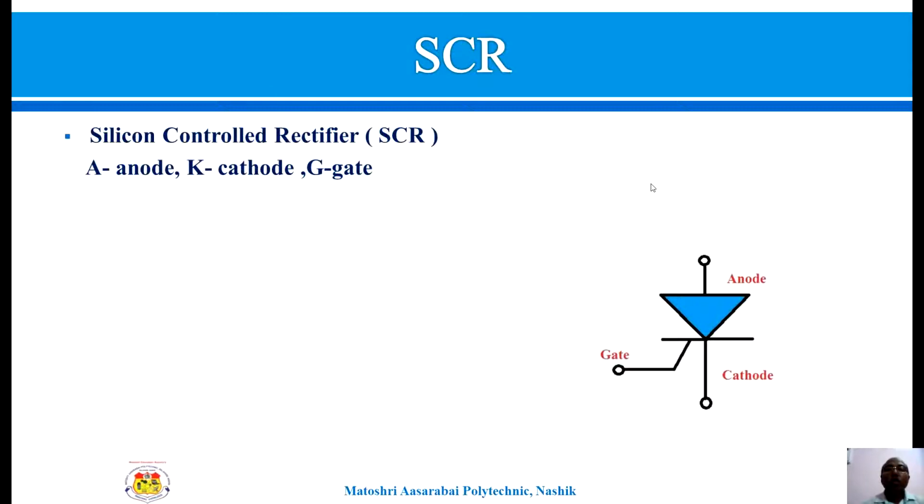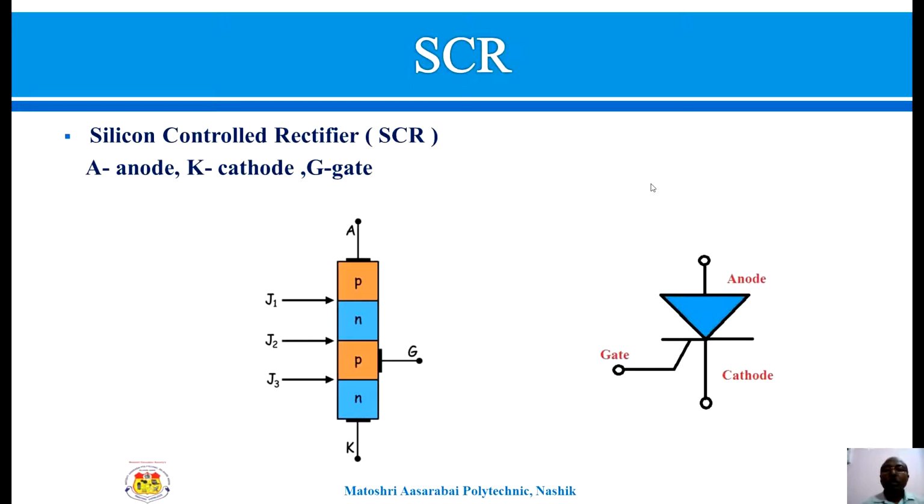Now we proceed towards the SCR, silicon controlled rectifier. There are three terminals: anode, cathode, gate, and here we can see that there are four layers, PNPN, three junctions, J1, J2, J3. Here we can see the three junctions, three terminals and a symbol. In the symbol you can see that there is an arrow. That arrow indicates the direction of current, and the third terminal is the gate. This gate is very important to control the power.